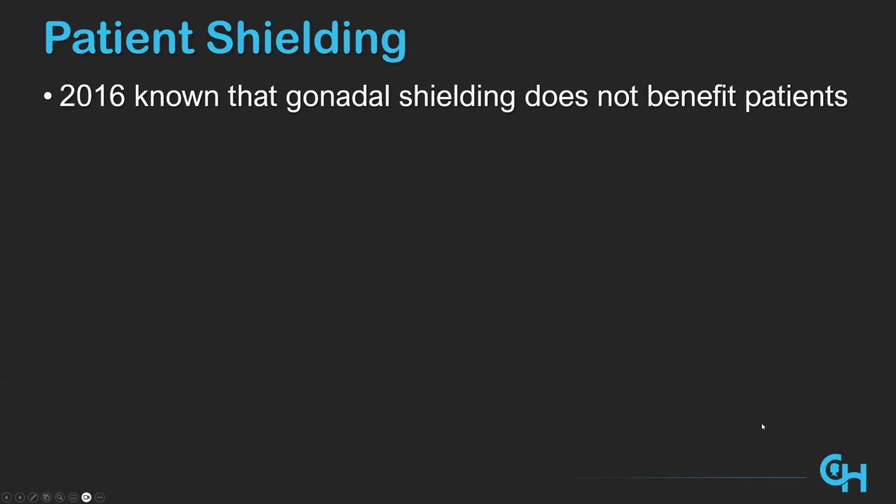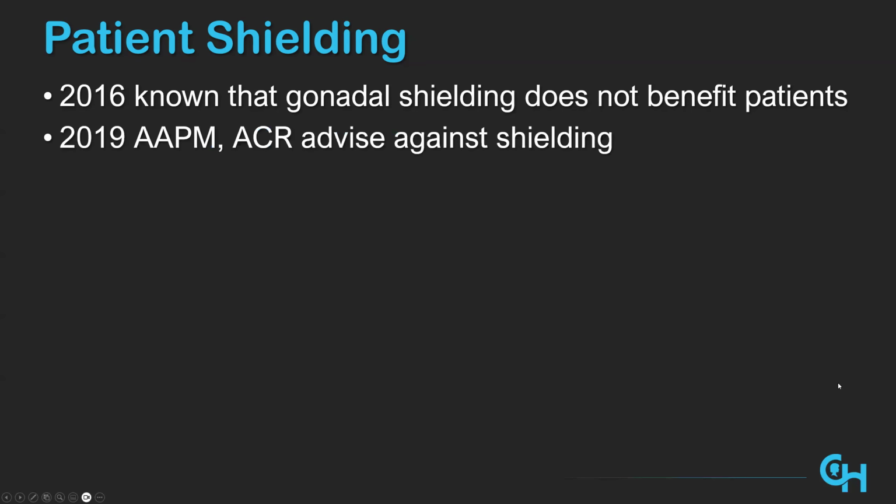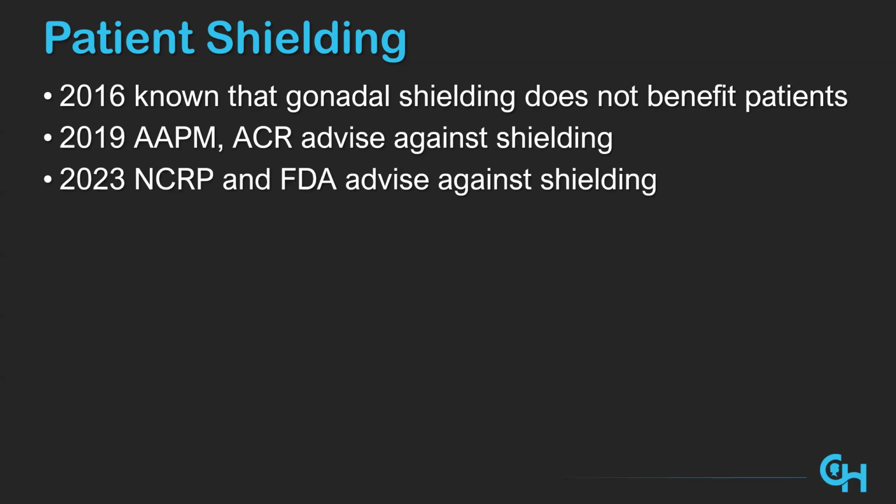To look at an example of how this can be done within our field in pediatric radiology, I give you the example of patient shielding. By 2016, there was a body of literature suggesting that gonadal shielding doesn't offer benefit to patients like we once thought it did. This evidence was followed about 3 short years later by policy advice from the American Association of Physicists in Medicine, as well as the American College of Radiology, which advised against shielding.